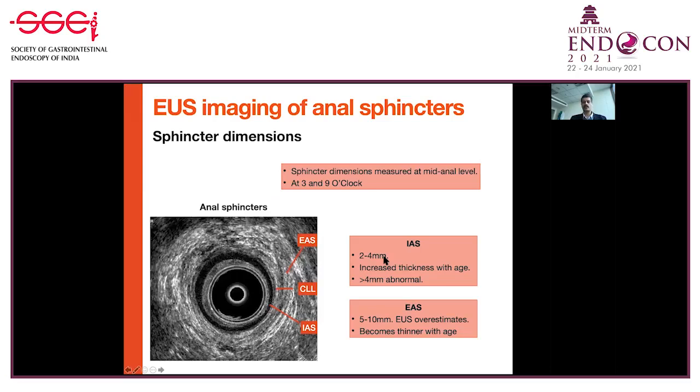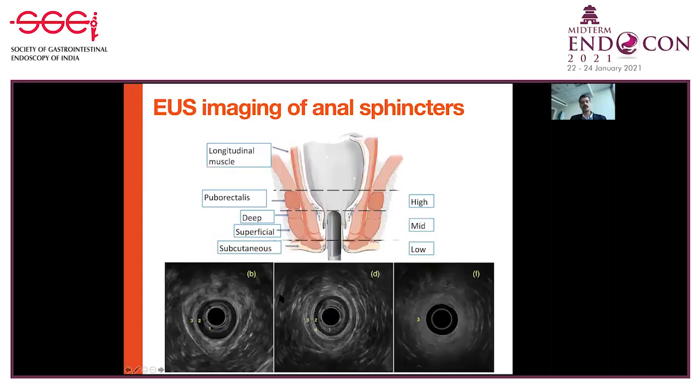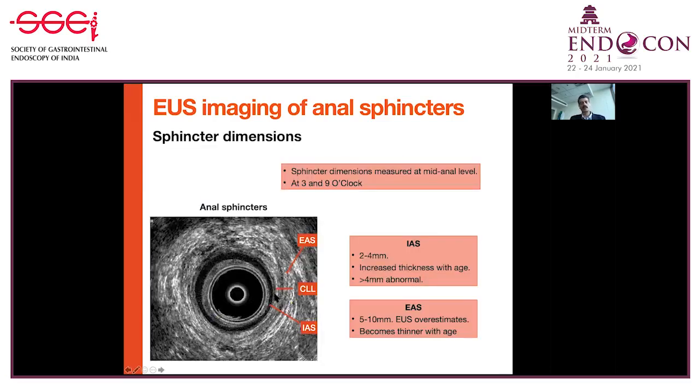We measure the sphincter dimensions at the mid-anal canal level at the 3 o'clock and at the 9 o'clock level. Internal anal sphincter is normally 2 to 4 millimeters in diameter, and it gets thicker with age. But at any age, more than 4 millimeter is abnormal and is one of the contributory causes of a pelvic outlet obstruction. External anal sphincter is 5 to 10 millimeter and is often overestimated by US, and like any other skeletal muscle in the body, it becomes thinner with age.